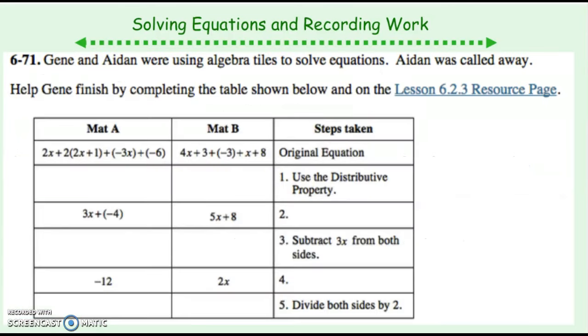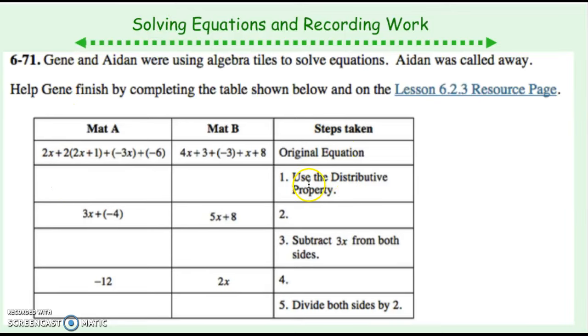So our first problem is 7-1. Jean and Adrian were using algebra tiles to solve an equation. Adrian was called away. Help Jean finish by completing the table shown below and on your resource page. So you see on mat A, I start with 2x plus 2 times (2x plus 1) plus negative 3x plus negative 6. Then I have on mat B, 4x plus 3 plus negative 3 plus x plus 8.